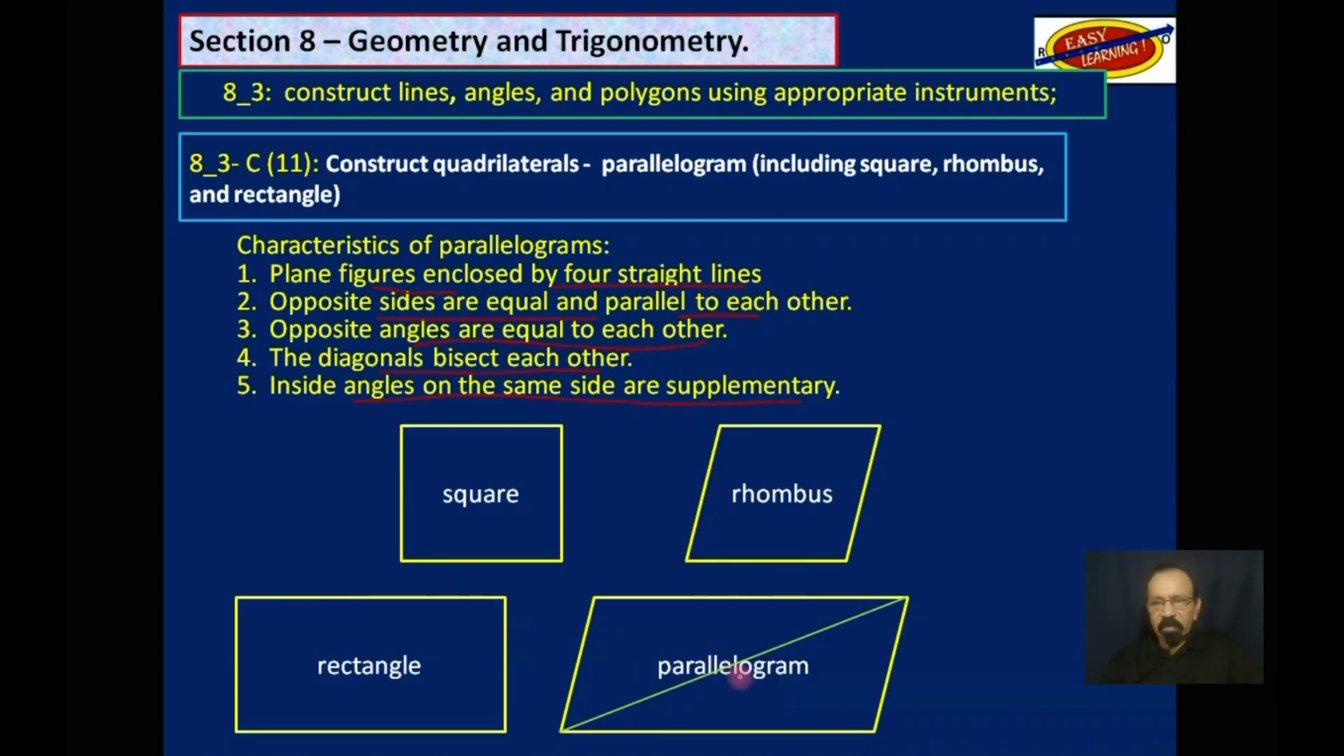So if you look at these diagonals here, that diagonal there bisects this one into 2 equal parts, and the converse happens. And also, the inside angles are supplementary. So this angle here plus that one over there will add up to 180 degrees. Or this one here and that one there will add up to give 180 degrees. So this is what we know about parallelograms, which are a type of quadrilaterals.